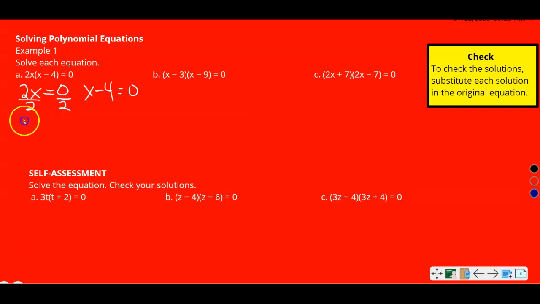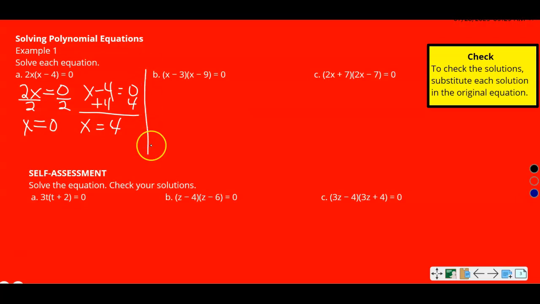So divide by 2. We're always solving for the variable. 0 divided by anything is 0. And then I'm going to add 4 to both sides for this one. x equals 4. So x equals 0 or x equals 4. That would be my two solutions for A. You can also plug those in to check it.